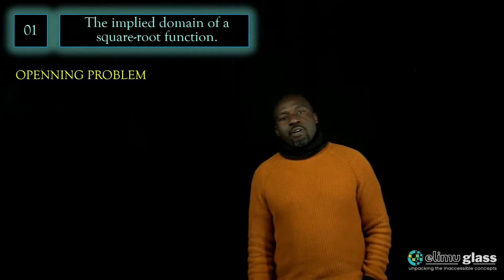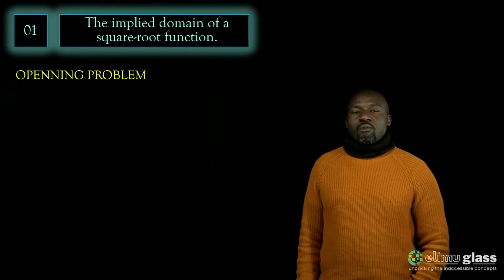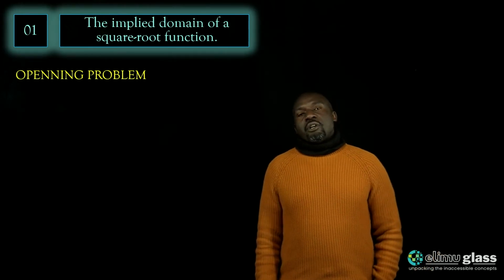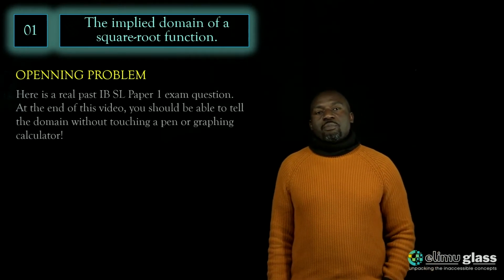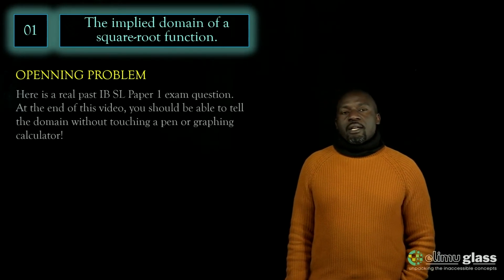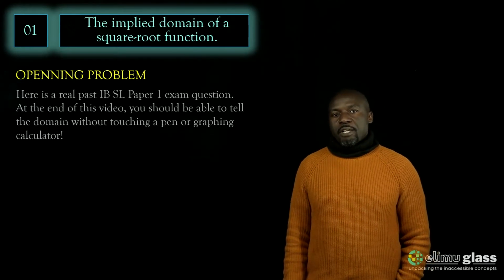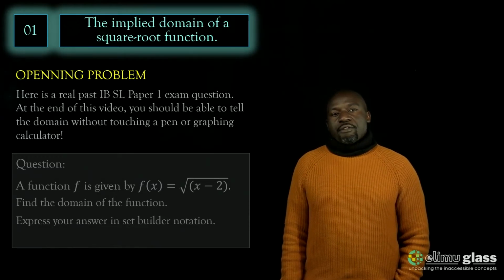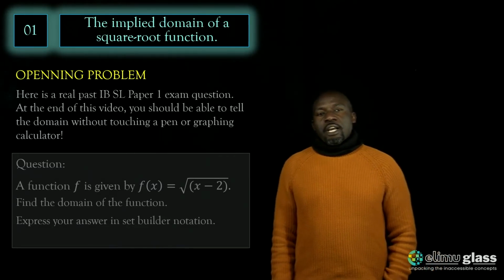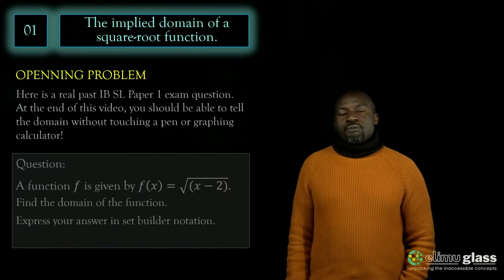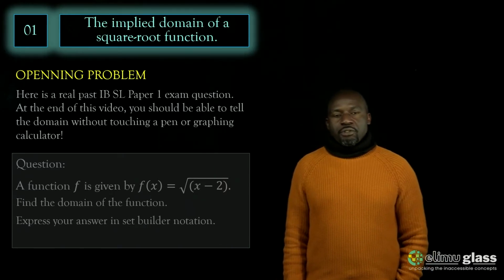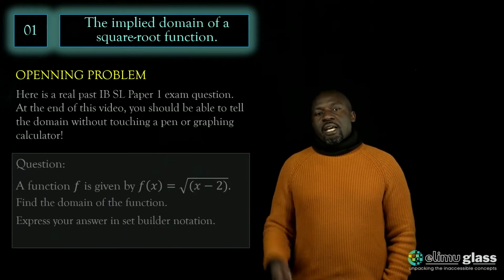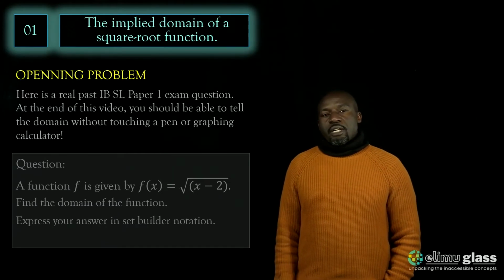I've started with an opening problem so that you understand exactly what kind of questions we aim to be able to answer here. This opening question is coming directly from a past paper, IBSL paper 1 question, right? Here we go. A function f is given by f of x is the square root of x minus 2. Find the domain of the function. So in this case, a domain has not been given, and we are being asked to find it, okay? Express your answer in set builder notation.